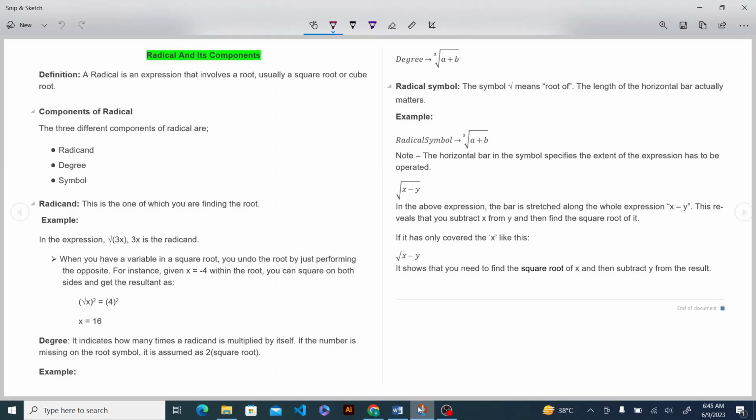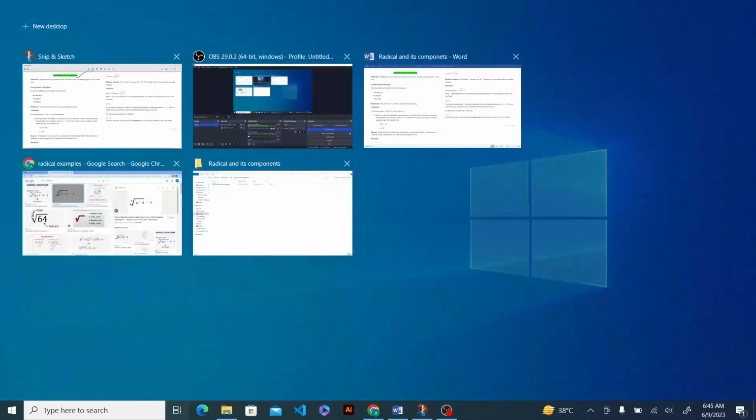Topic is radical and its components. So let us see first what is the radical, and then we will see its components. Let us see what is radical.